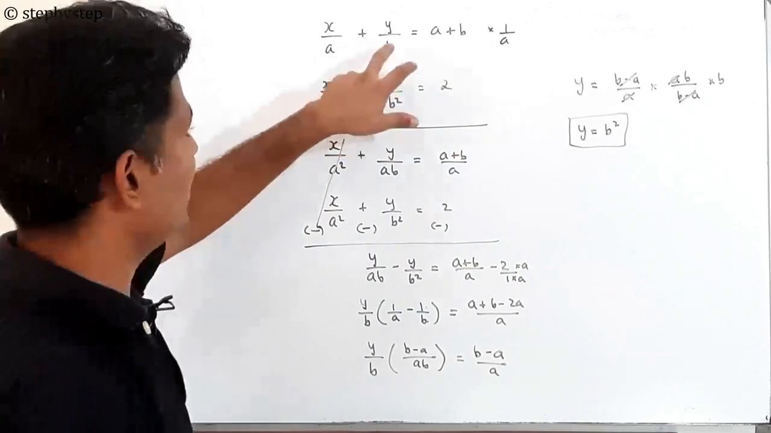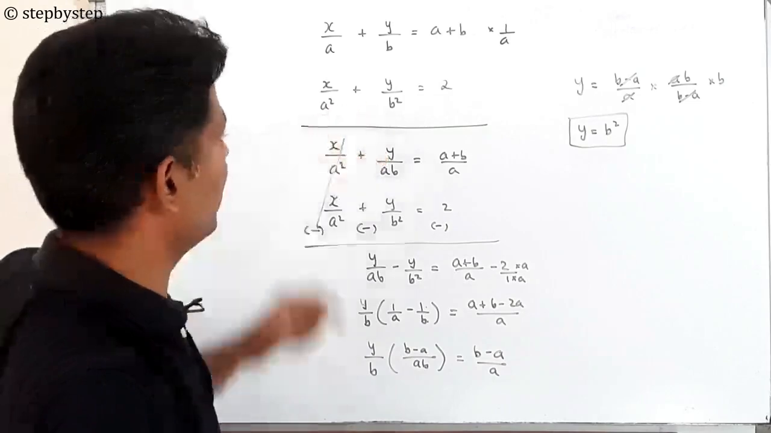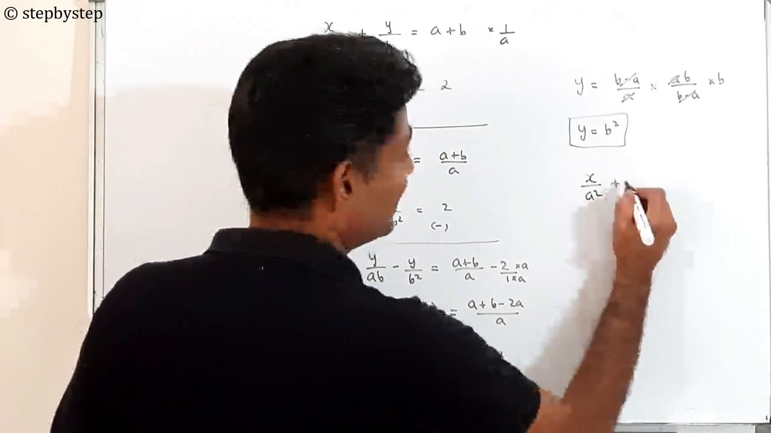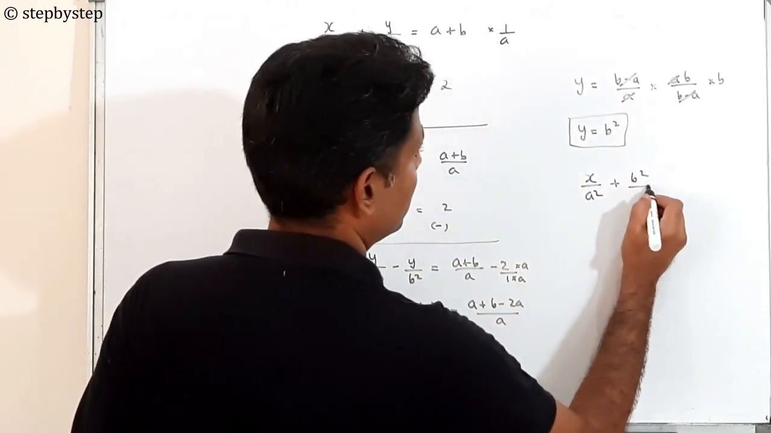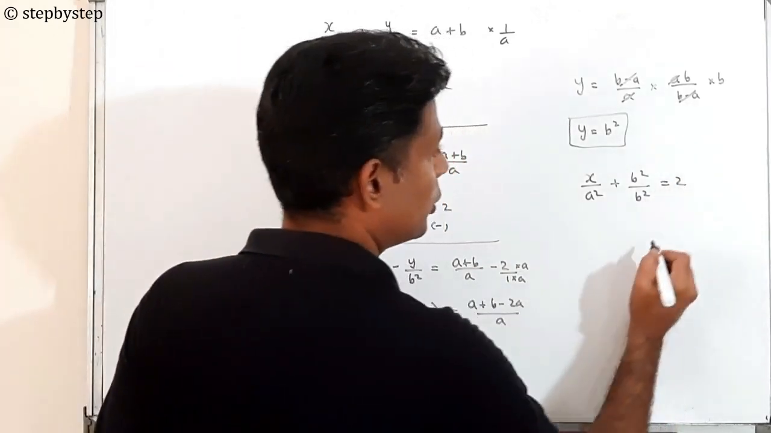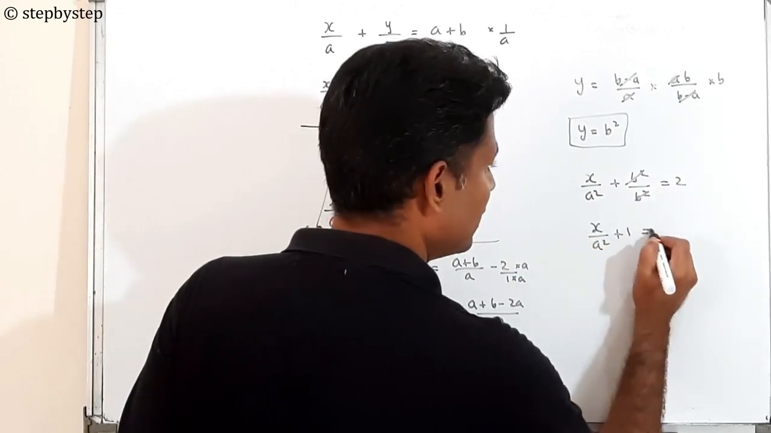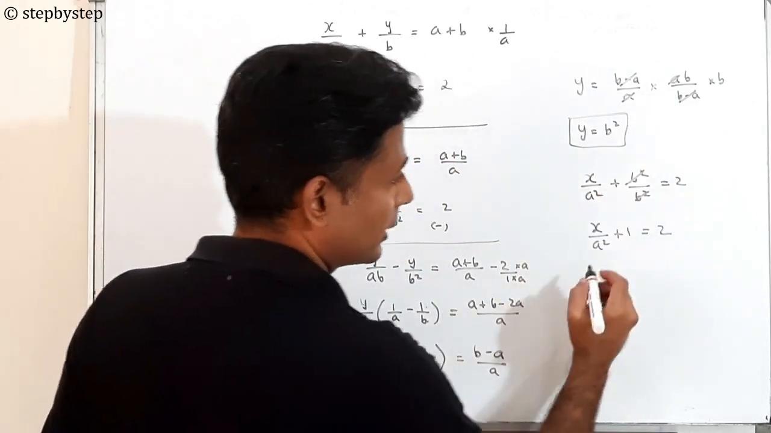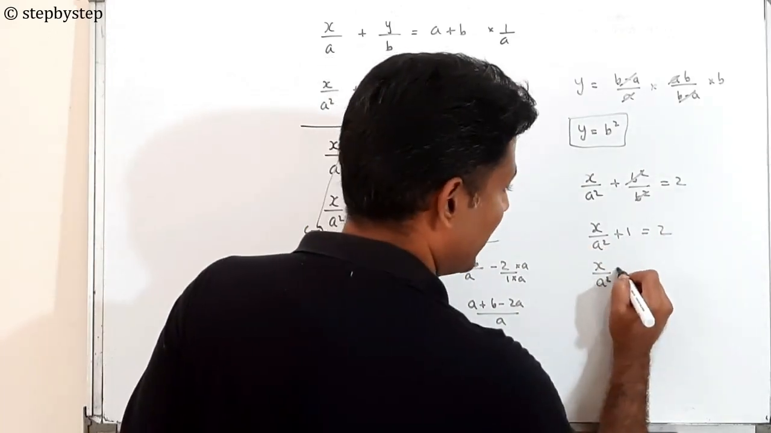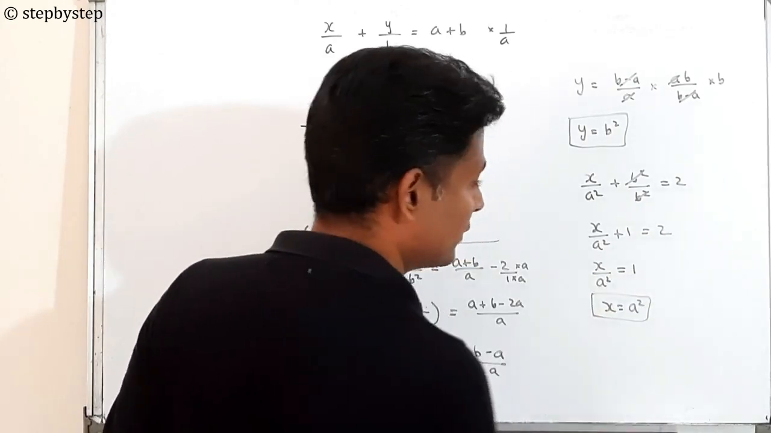Now we have found the value of y. I'll substitute in one of these equations and find the value of x. So I'll substitute in the second equation. So what do we have? x by a square plus y is b square, and it becomes b square by b square equal to 2. So b square cancels, it becomes x by a square plus 1 equal to 2. When I transpose this one, it becomes minus 1. So 2 minus 1 is 1. So x equal to a square. This is what we get.